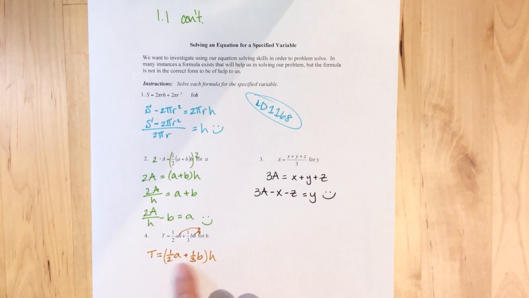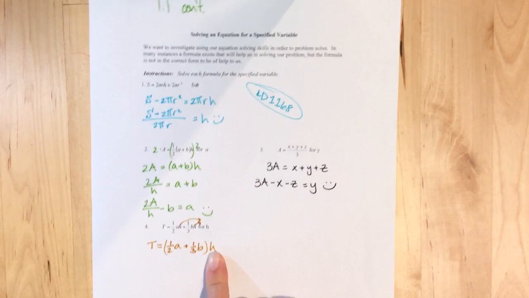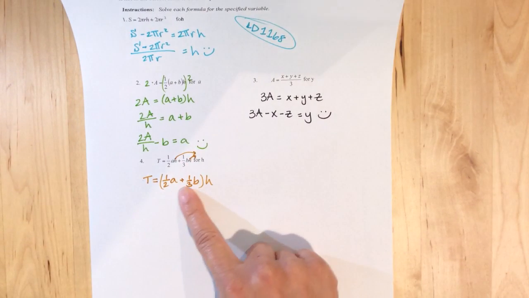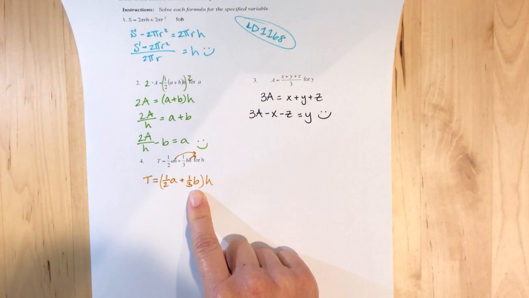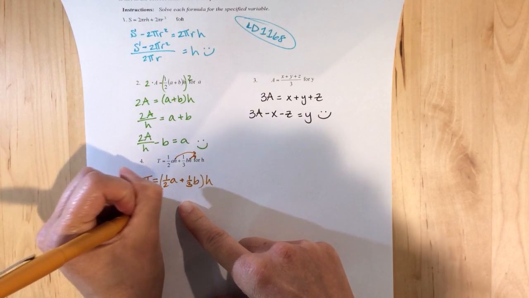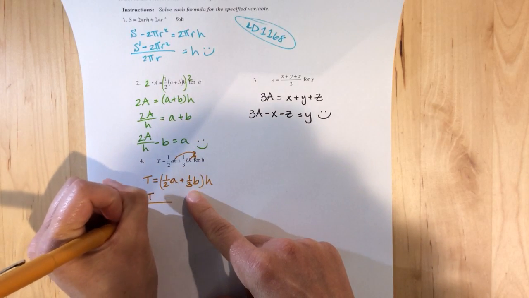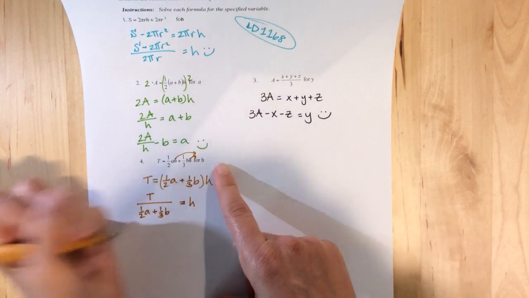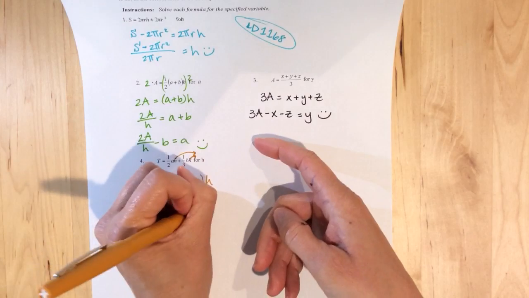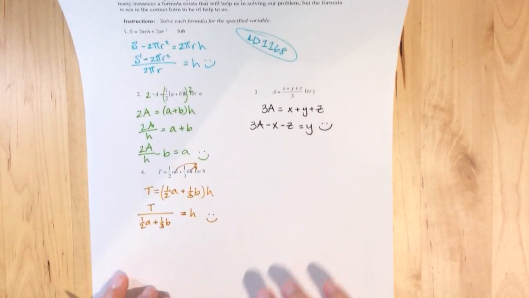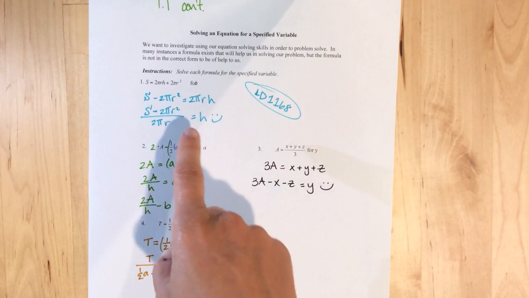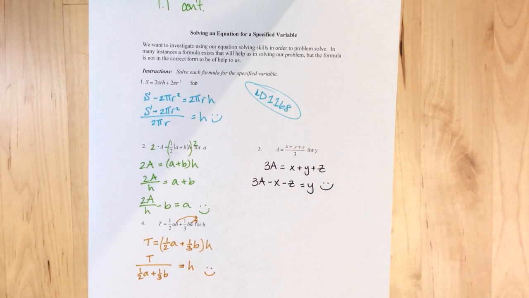So now if all of this is times h, the one thing we have to do is undo the times. So what undoes multiplication? Division. So this is just capital T over 1/2 a plus 1/3 b equals h. And that's it. Bingo, bango, you're done. Nothing said all of these things had to come out pretty. It just said solve for h. Once, in this case, a, h, y, whatever, once you're done, you're done.